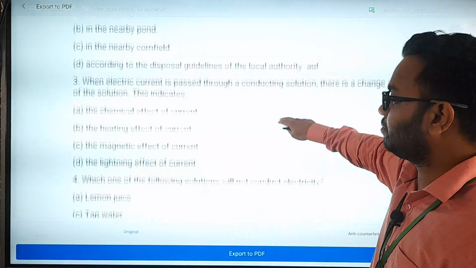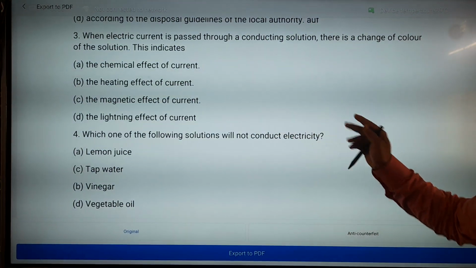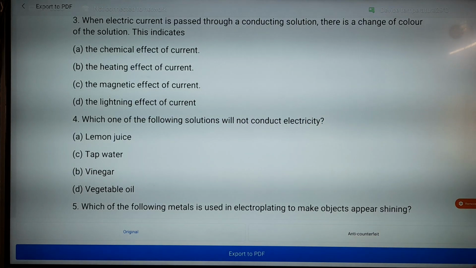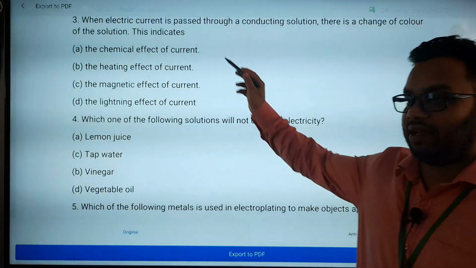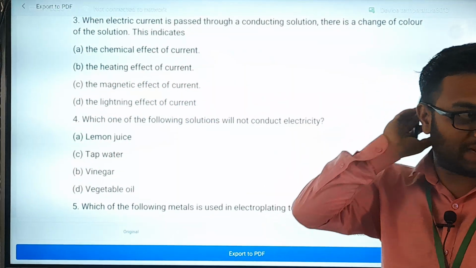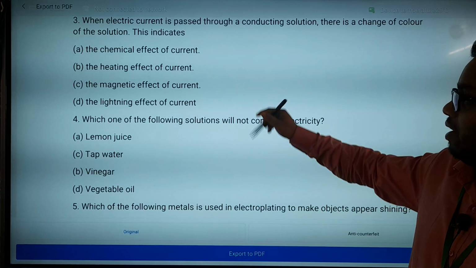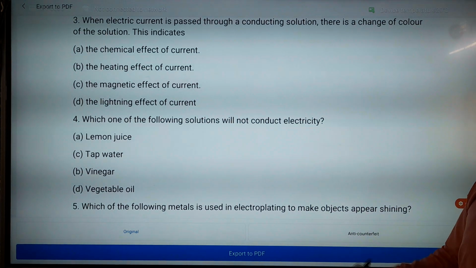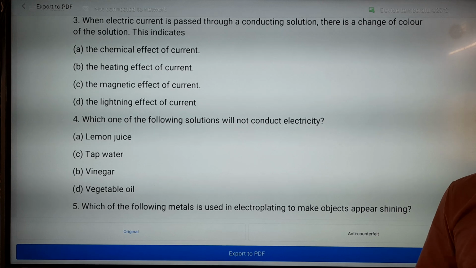Then number 3. When electric current is passed through a conducting solution, there is a change of color of the solution. This indicates which one? Very good. It is the chemical effect of electric current. 3A. Option A is correct. Done? Yes, sir.